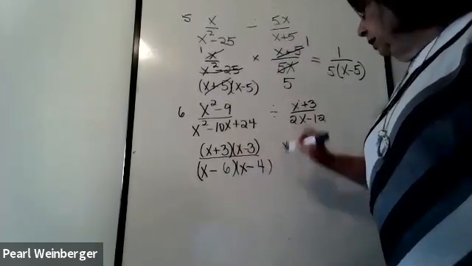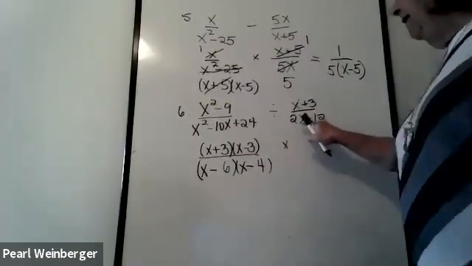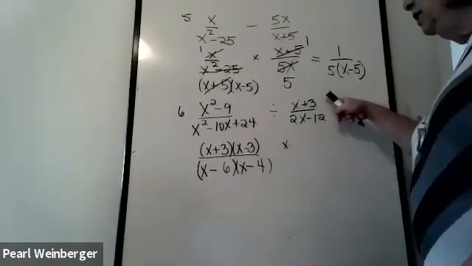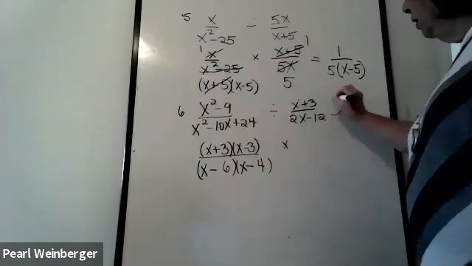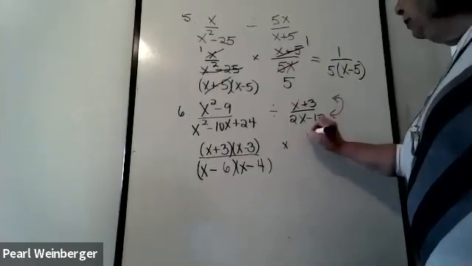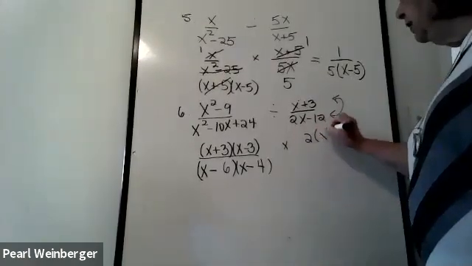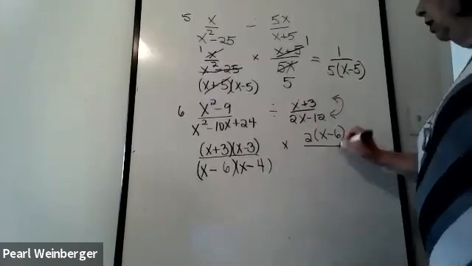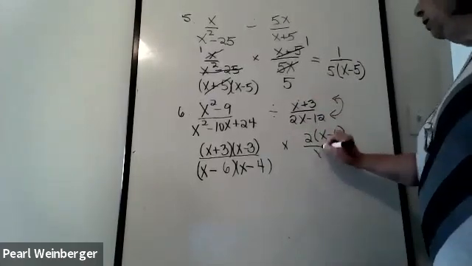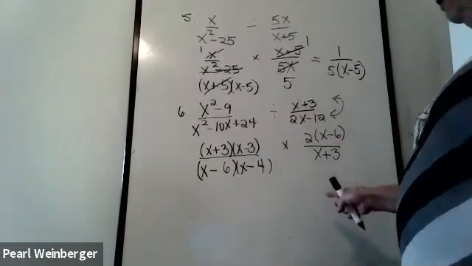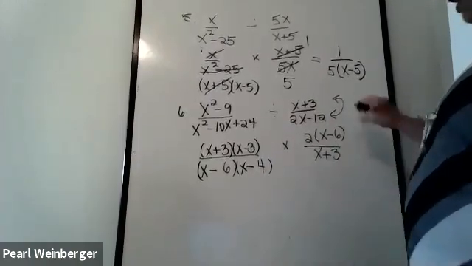This now becomes a multiplication, and the 2x minus 12, which was in the denominator, now comes up to the numerator. We're taking the reciprocal. And we can factor out a 2 from there. So this becomes 2 times x minus 6. That's now in my numerator. My denominator is x plus 3. There's nothing to factor there. So now I factored everything and I have taken the reciprocal.